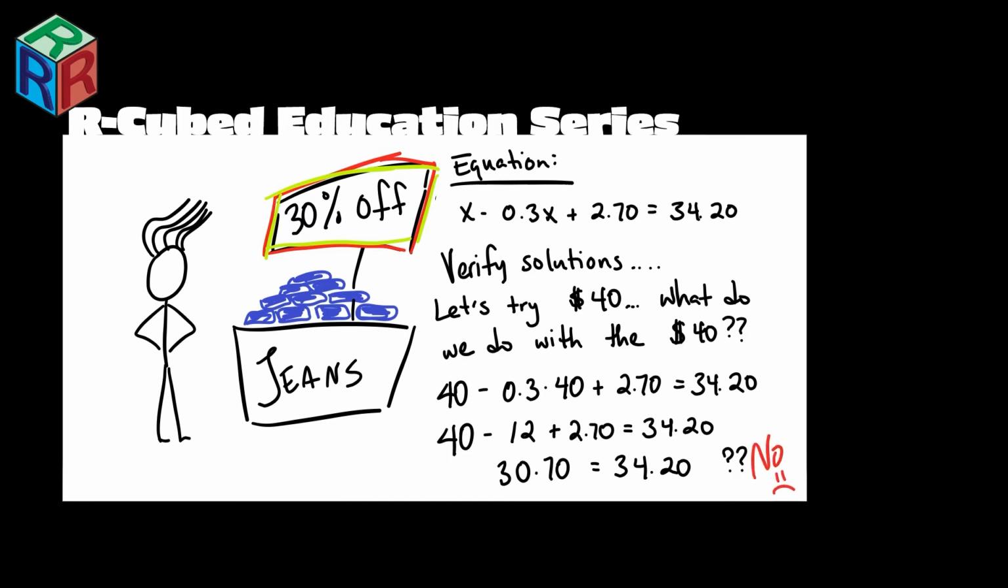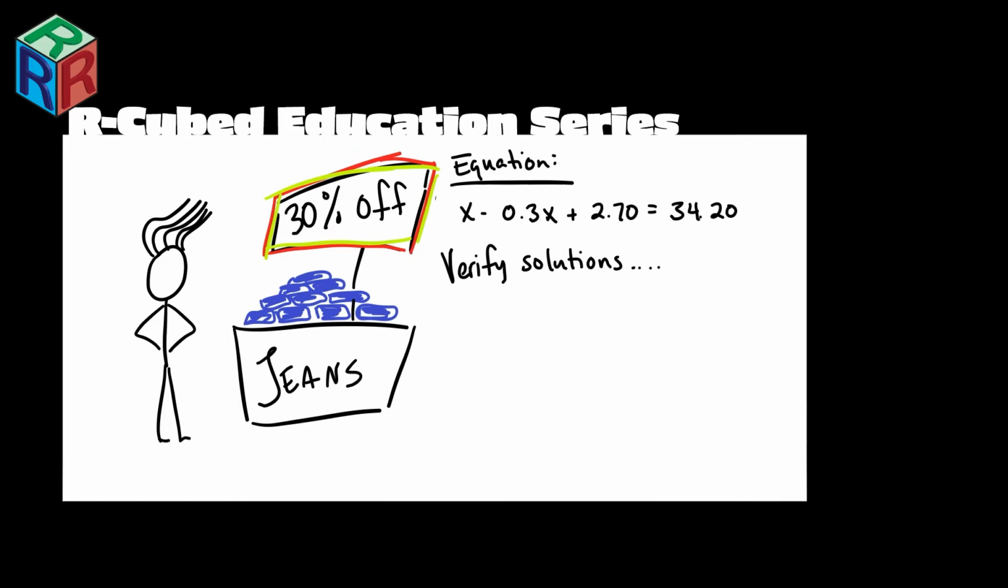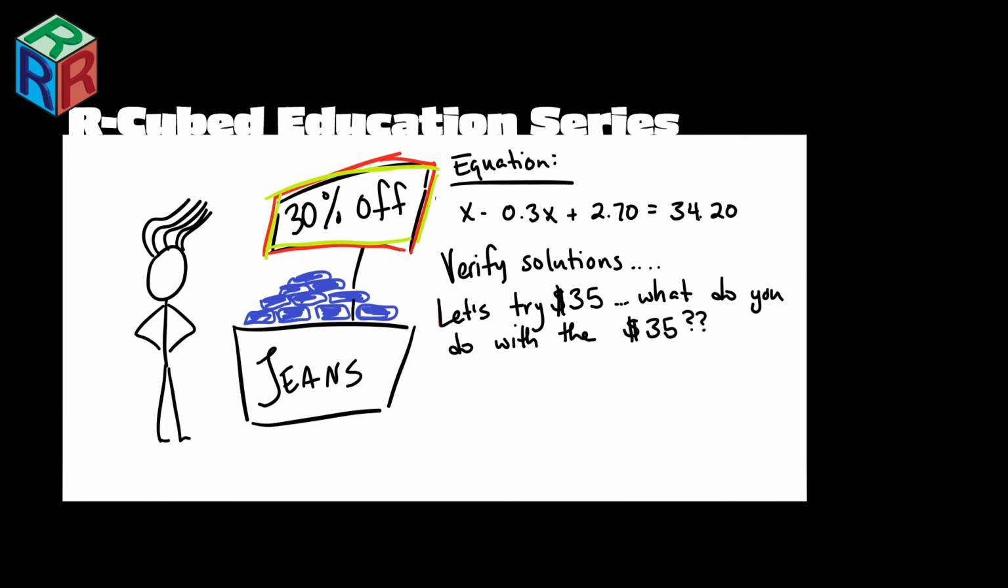Good work. So remember, the 40 is not a solution because it doesn't make the equation true, as you can see by the two numbers not being equal to each other. All right, let's try another one. Let's go with $35. So what do we do with the $35 in the equation? Exactly right, we plug it in for every single X variable.